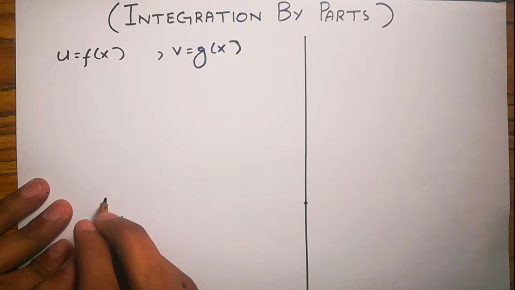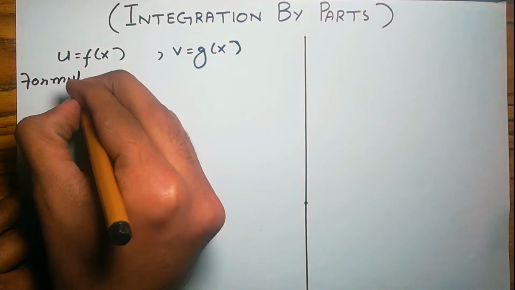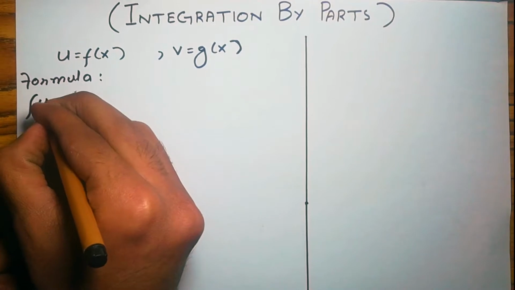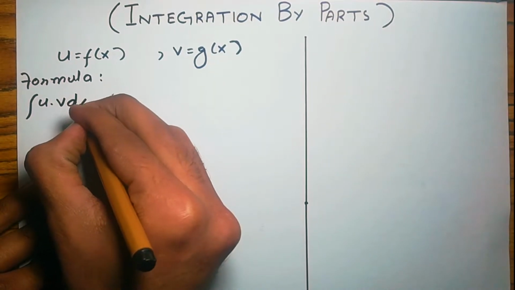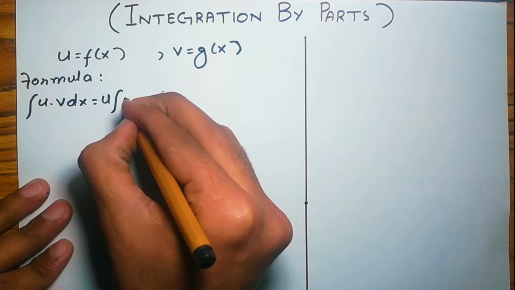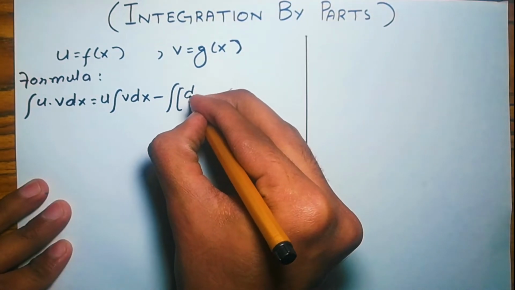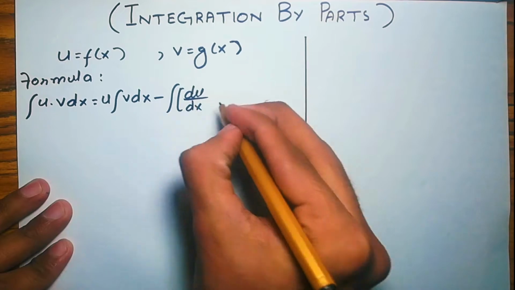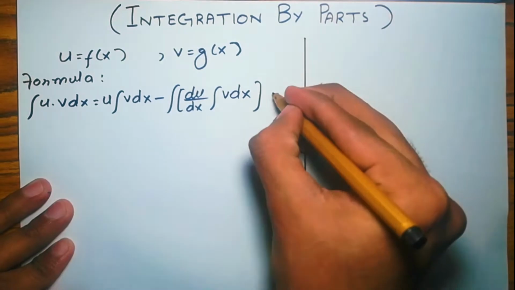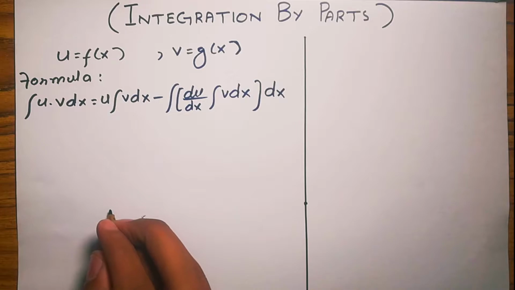So first of all, I'm going to write a formula that we will follow to solve the questions based on integration by parts. In integration by parts we have two functions, and the formula will be u times the integral of v dx, minus the integral of (du/dx times the integral of v dx) dx. So this is the formula that we will have to follow in integration by parts.